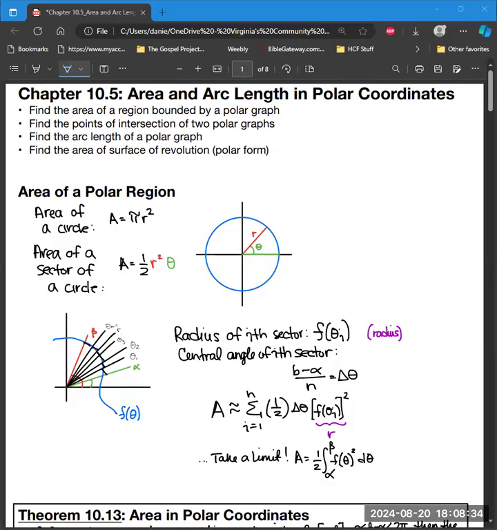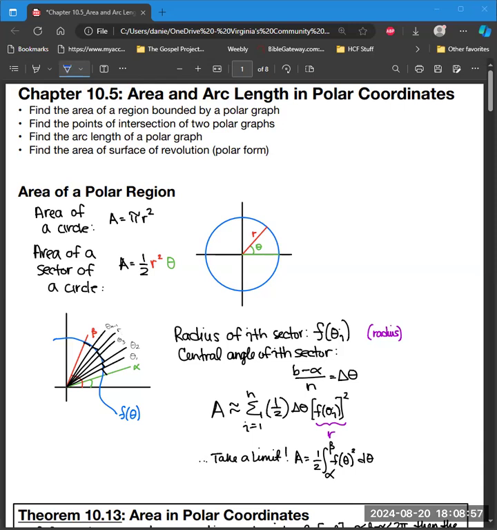In this video, we're going to talk about section 10.5, area and arc length in polar coordinates. And these topics are going to follow directly from what we talked about with area and arc length in rectangular coordinates and in parametric coordinates. So let's go ahead and get started here.